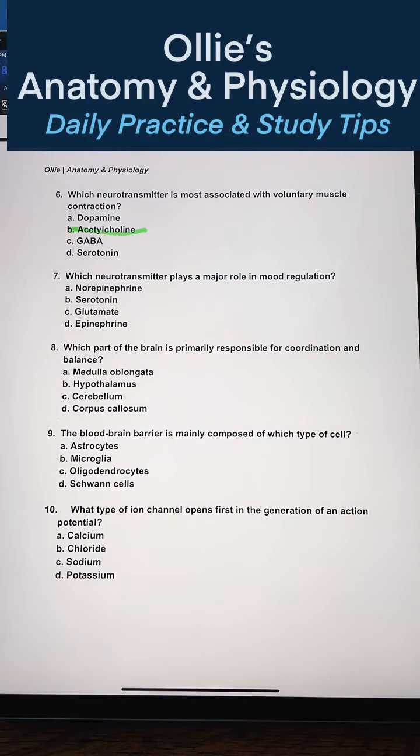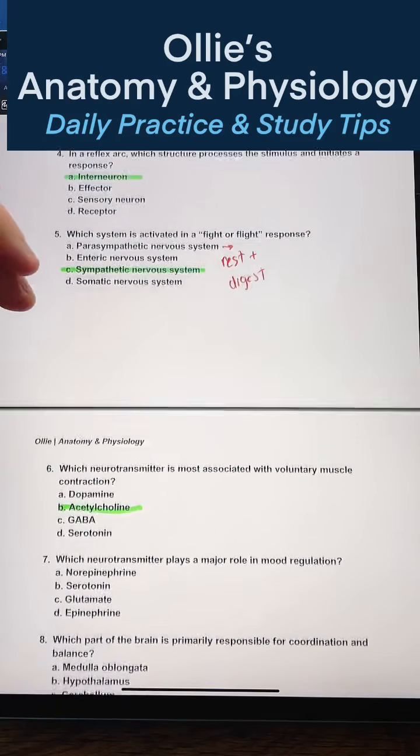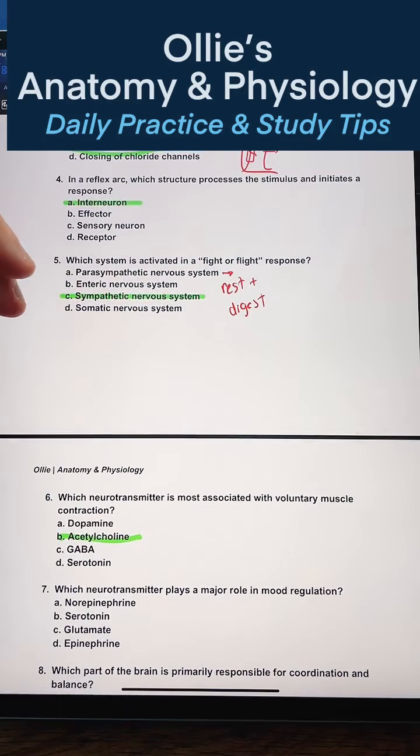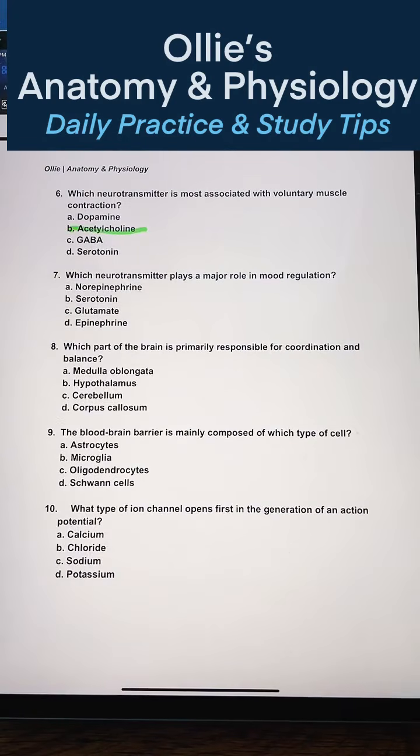Acetylcholine is released at the neuromuscular junction and triggers muscle contraction. Number 7, and I saw there was a question. It was lagged. The last question was 5, the sympathetic nervous system. Number 7, which neurotransmitter plays a major role in mood regulation?